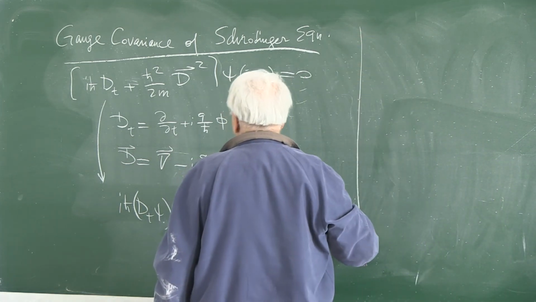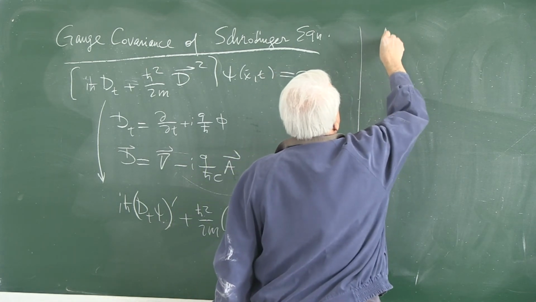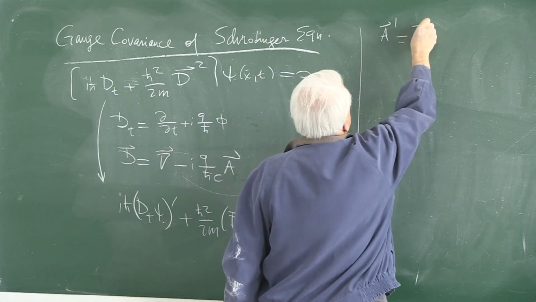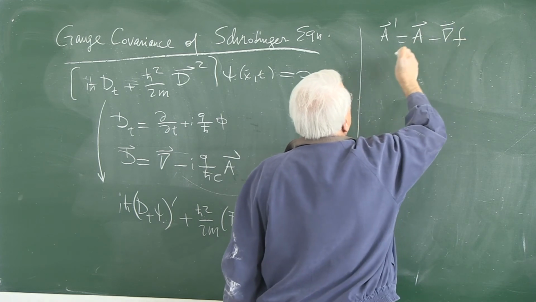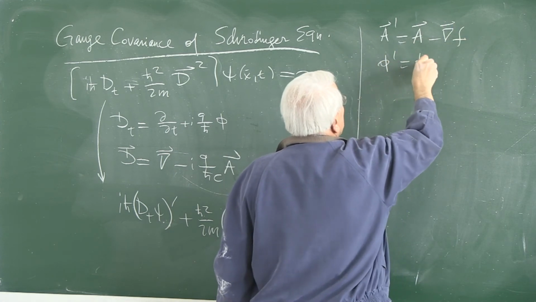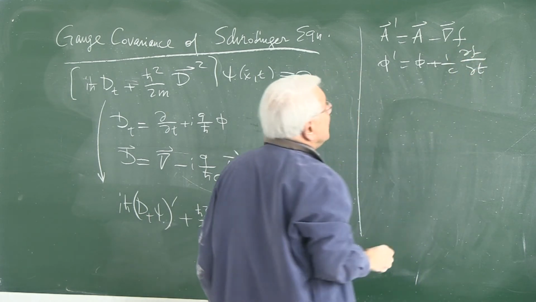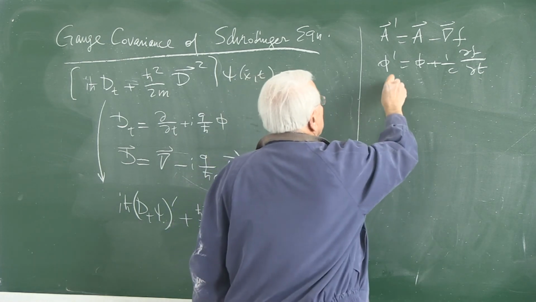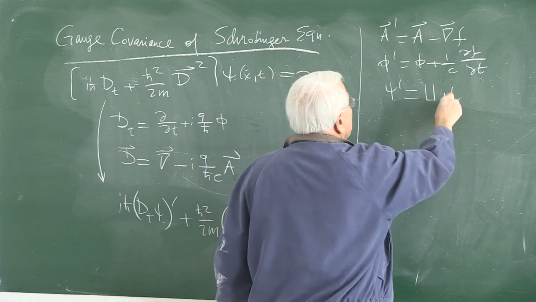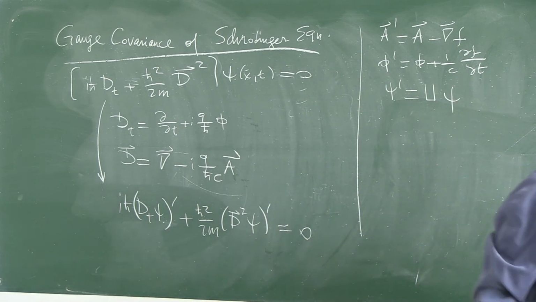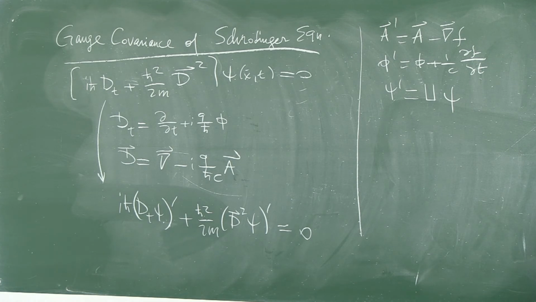So what I am doing is that when you have A′ equal to A minus ∇f, and φ′ is φ plus 1 over c ∂f/∂t, then I say ψ′ should be taking the old ψ in the unprimed gauge and multiplying it with a unitary transformation U. Do I know the form of U? No. In a sense, this scheme is so tight, I will construct the form of U in order to have this covariance.